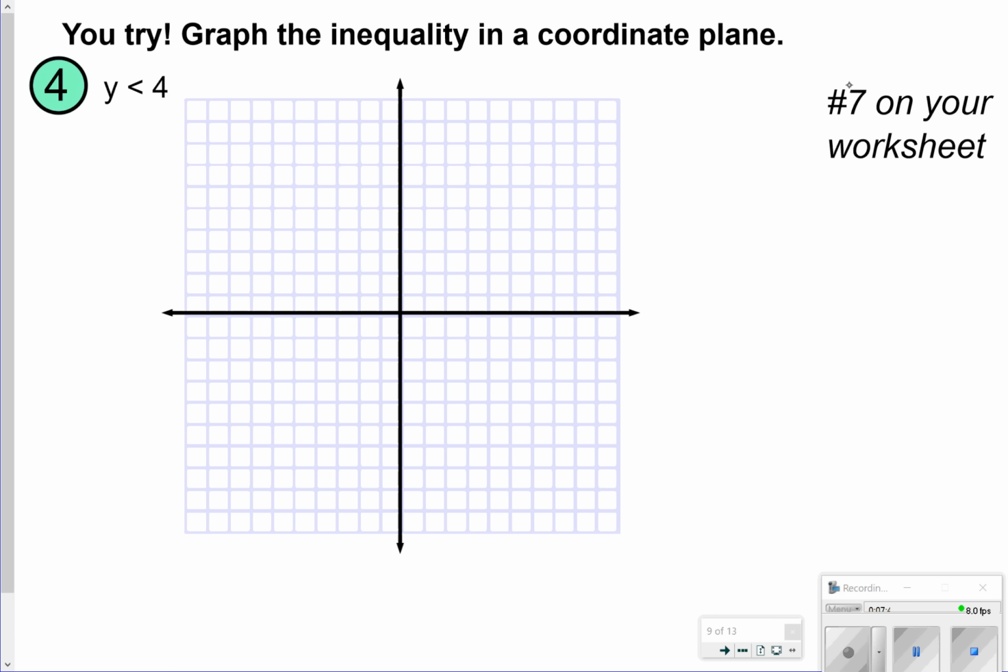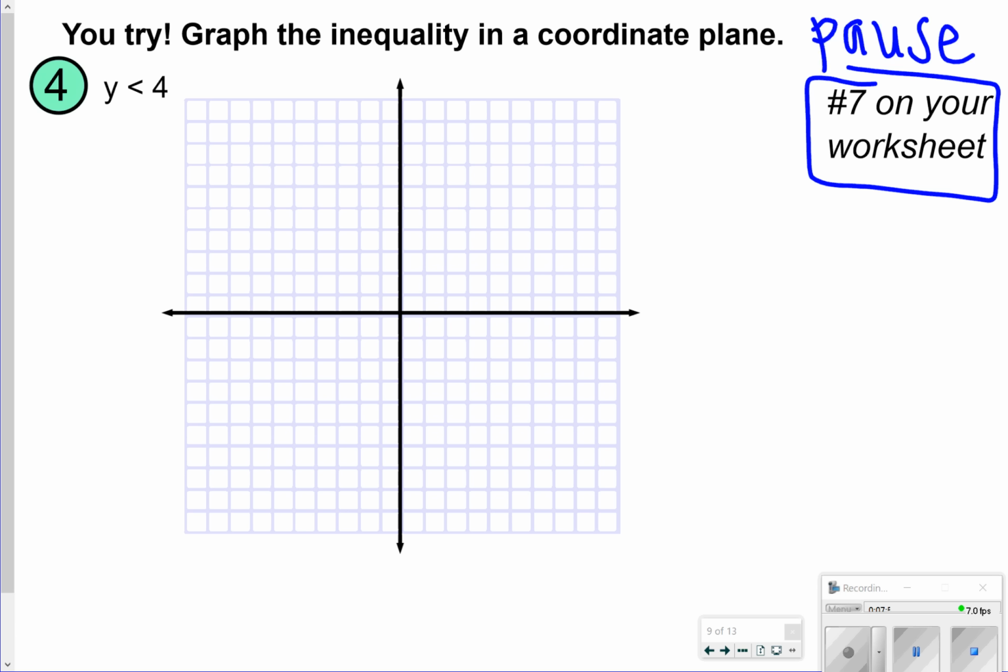So now that I've taken some time to do those, go ahead and try the next few on your own. This is actually number 7 on your worksheet, so you do need to find number 7 on your worksheet and graph it on that graph paper. And once you're done, click play so you can check your work. So let's go ahead and pause here.